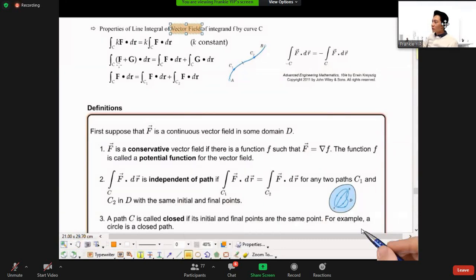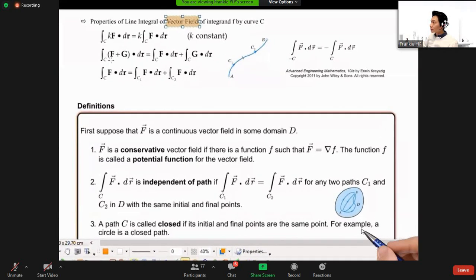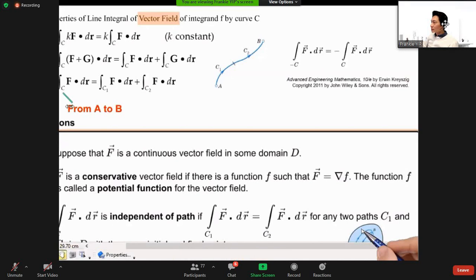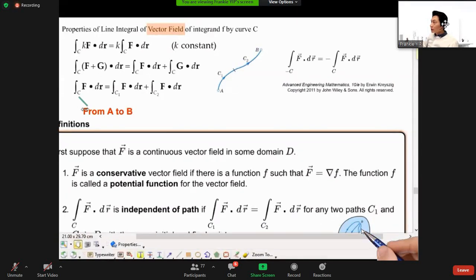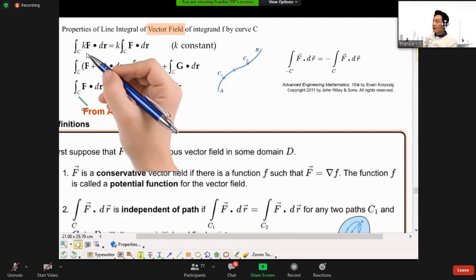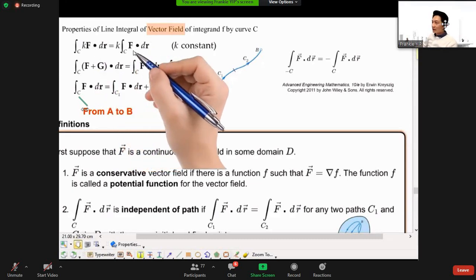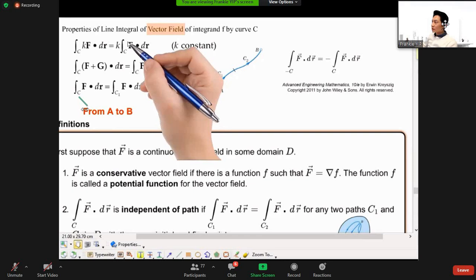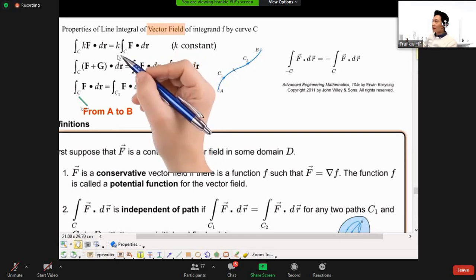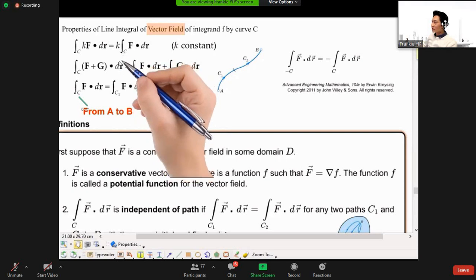Okay, so next part is that I would like to let you know the properties of the line integral of a vector field. What are those properties? Let's see here. First of all, I think it should be easy. If we have the constant k beside the vector F, please put the k to the left side. Okay, this is the first thing.